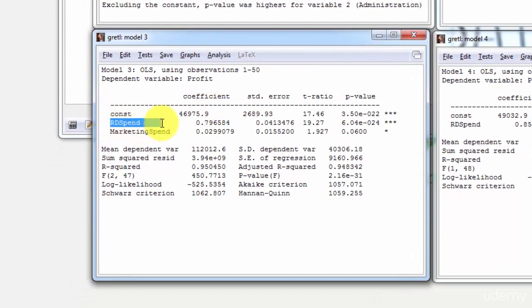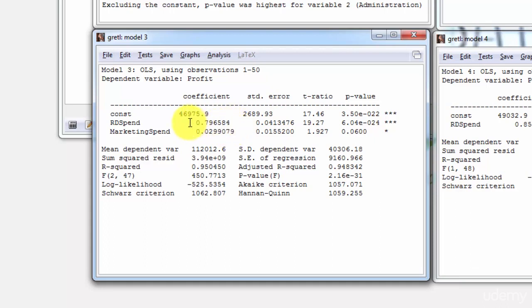Here we've got 2 variables, R&D spend and marketing spend. So it's basically how much companies are spending on their research and development and on their marketing. And we've also got the constant, and we're predicting profit. So these coefficients here, these are B1 and B2. What they're telling us is, so how to interpret them.